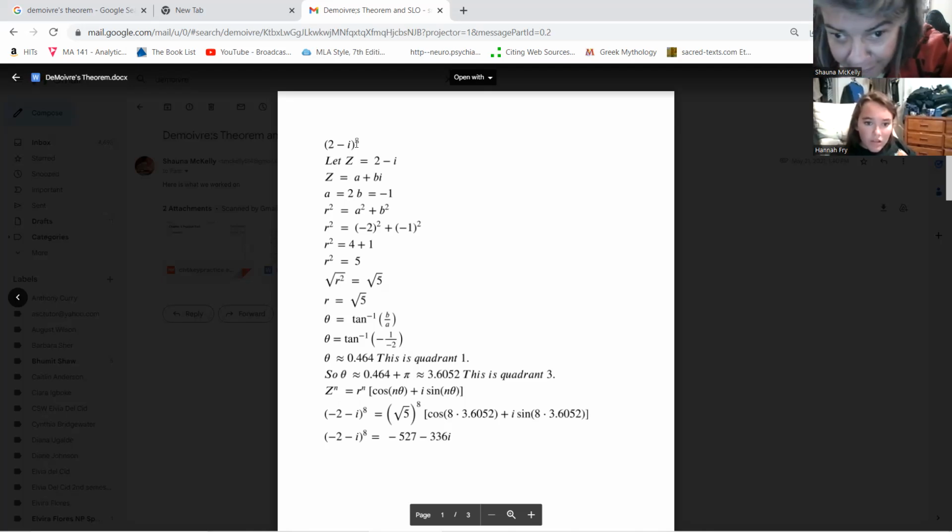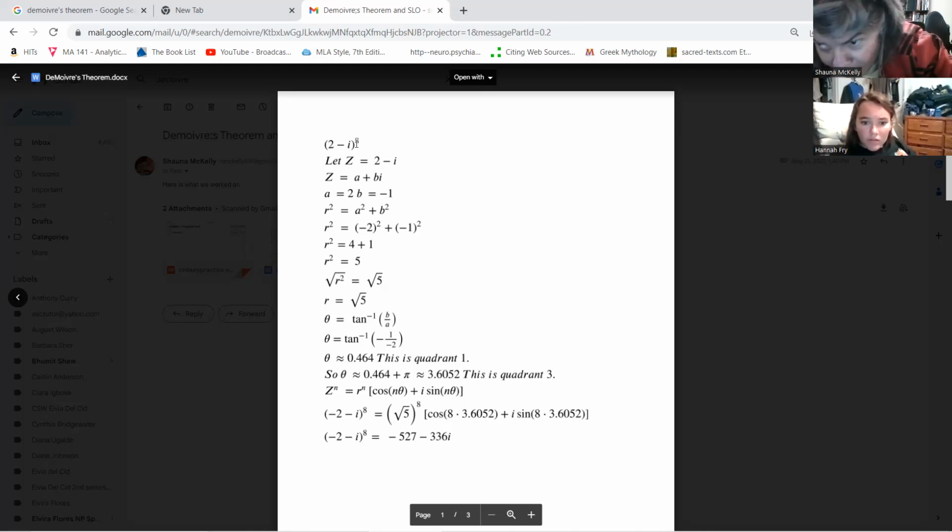What you have to do is identify, notice I wrote the form, a plus bi. You have to know what a is and what b is. Why do we need that? Because we need to know r and we need to know theta. Now, this depends on how they give it to you.